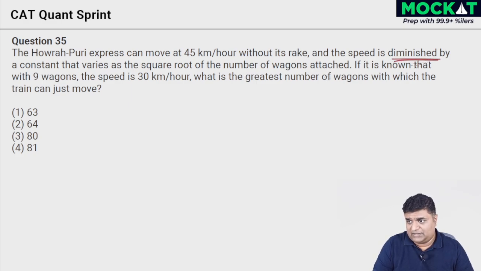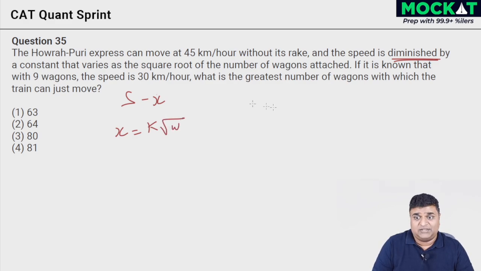You need to note that the speed is diminished by some constant. You have a speed. The speed gets reduced by some value. D might be a little confusing, so let's call it x. Speed is reduced by x. That's the constant over here, that varies as a square root of the number of wagons attached. So x is k into root of number of wagons.